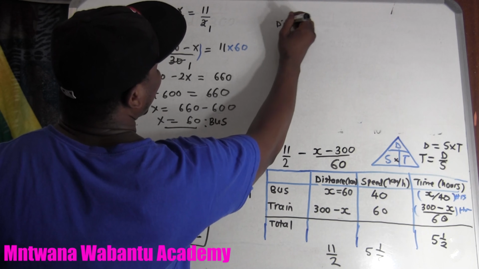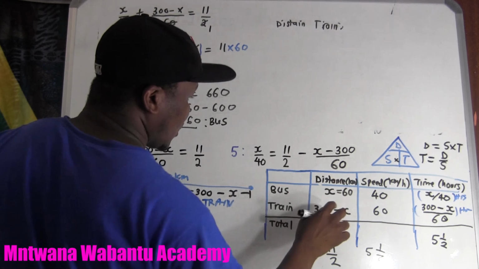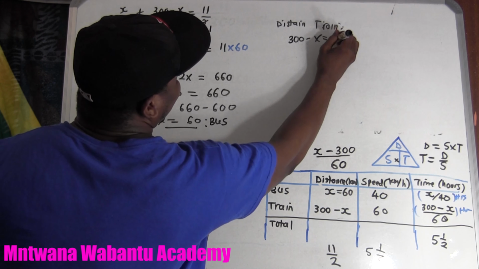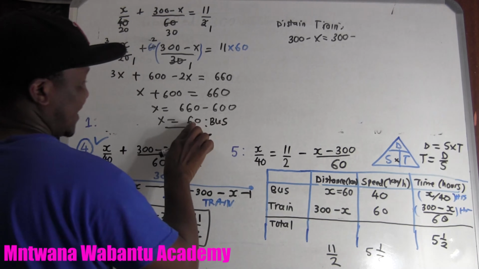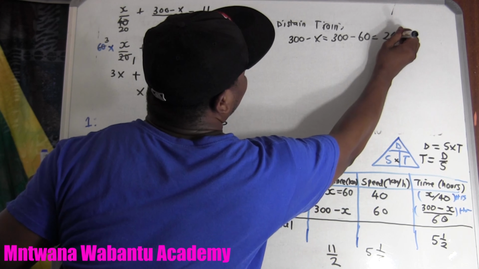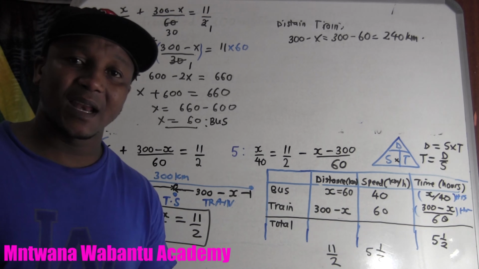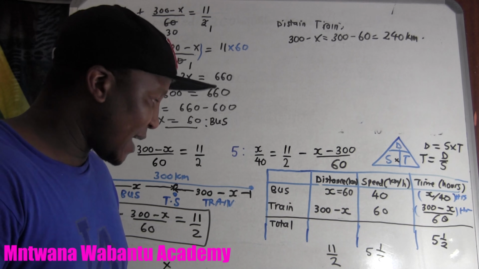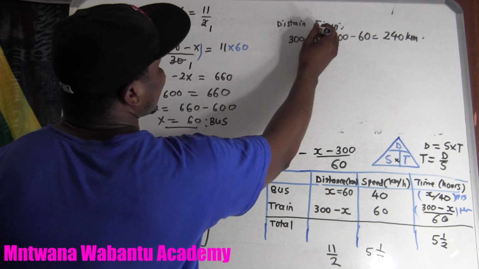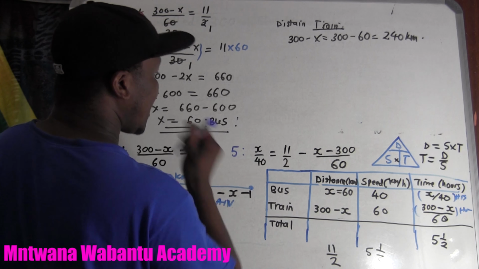For distance covered by train, it was 300 minus x. It's like 300 minus 60. So the train did cover 240 kilometers. Okay, how long? Because sometimes they can ask, how long did the bus take? So time taken by, okay, let's start with the train, because this is the train and this is by bus. Okay, whatever you can start with.